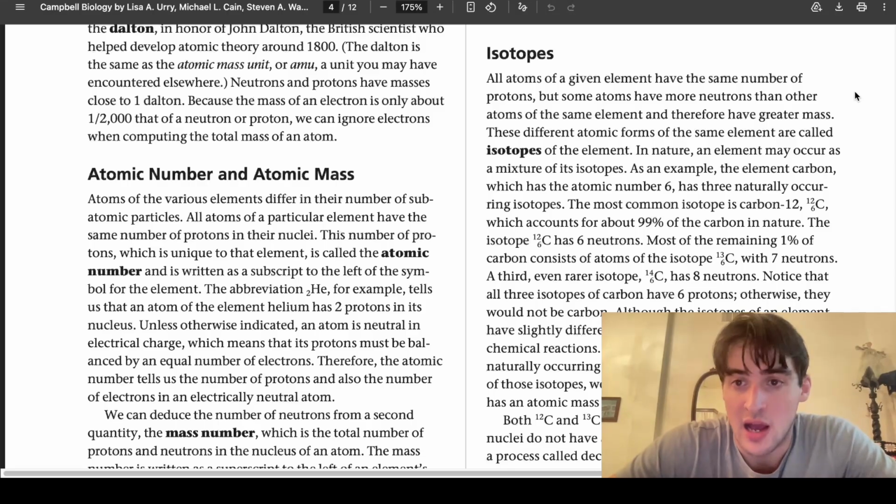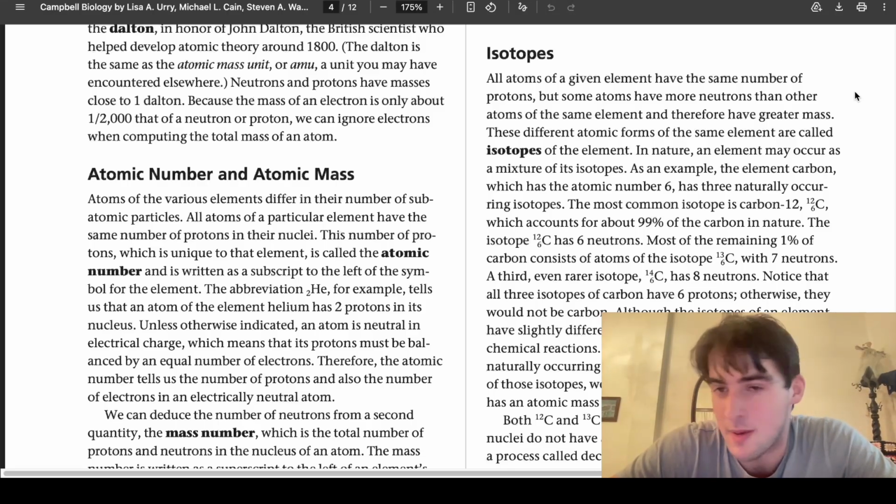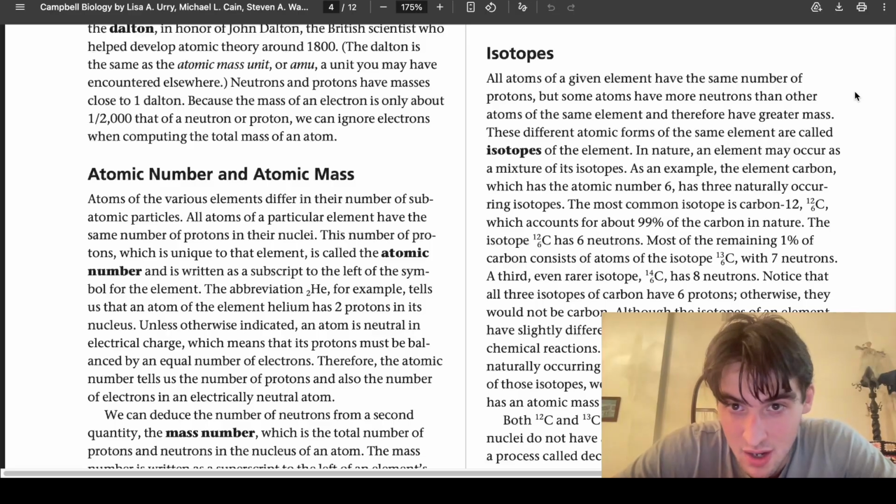All atoms of a given element have the same number of protons. They have the same number of protons, but some atoms have more neutrons than other atoms of the same element.